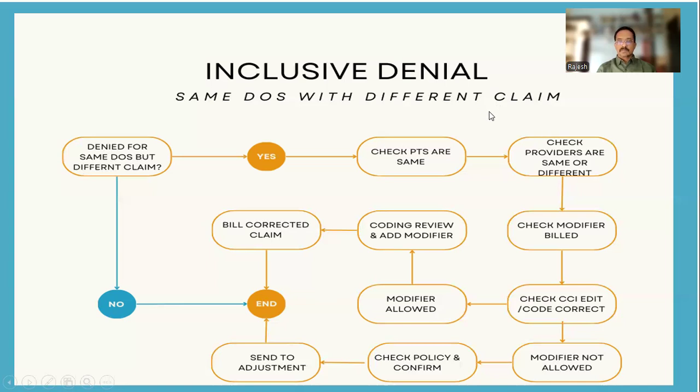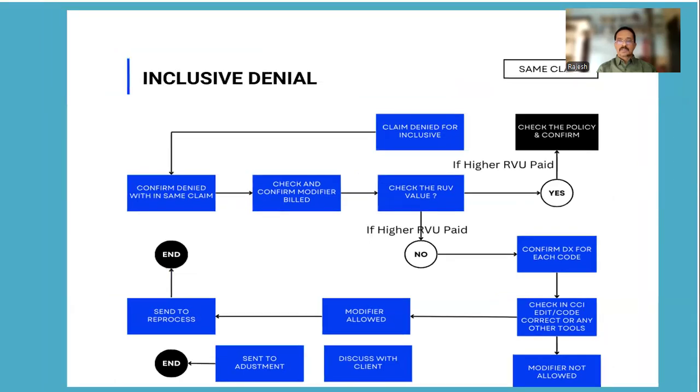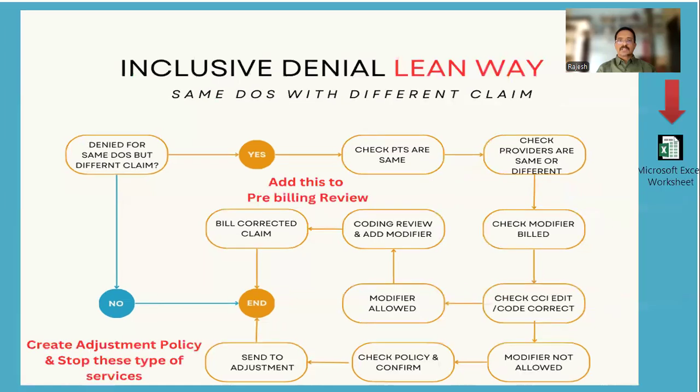Okay, so today what we covered. So this is the one. When it is coming to the inclusive denial, there are 3 points we are discussing. One, higher RVU paid. Same claim, two different DAS. And the next one is same DAS with a different claim. So here, the second lot, what we can do in the lean way. Okay, that's what we are going to add here.